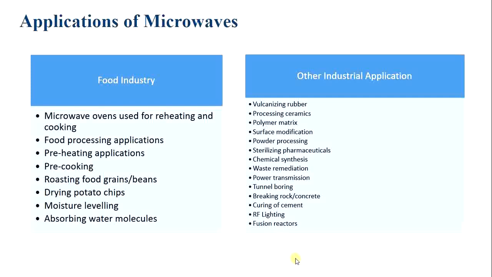They use microwaves for various purposes. Then pharmaceutical, sterilizing pharmaceuticals, chemical synthesis, waste remediation. Then for power transmission, RF lighting, fusion reactors, breaking rock or concrete structures, microwaves are used. So these are the various areas in which microwaves find their applications.